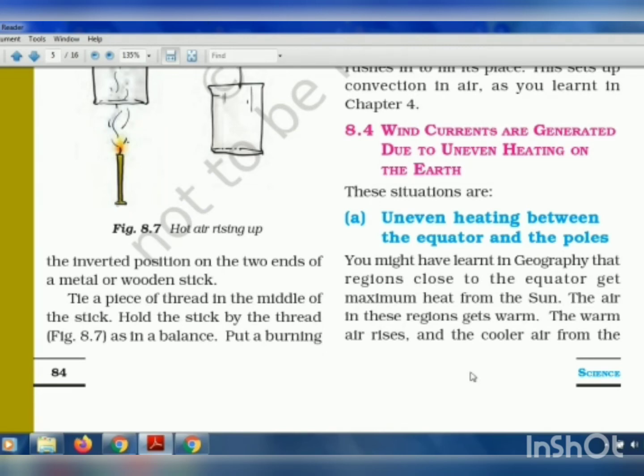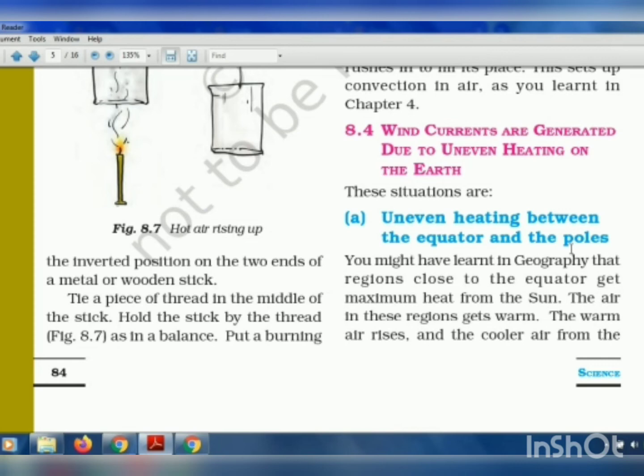Now the next topic here is wind currents are generated due to uneven heating on the earth's surface. So this wind is generated, or the wind moves, because the heating is not the same at all places on the earth's surface. So which are the two situations which are explained here? First one is uneven heating between the equator and the poles.